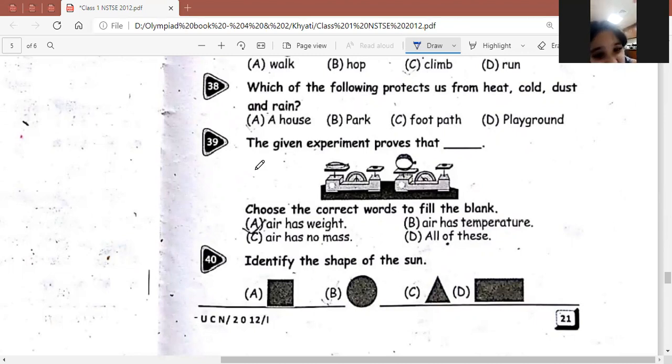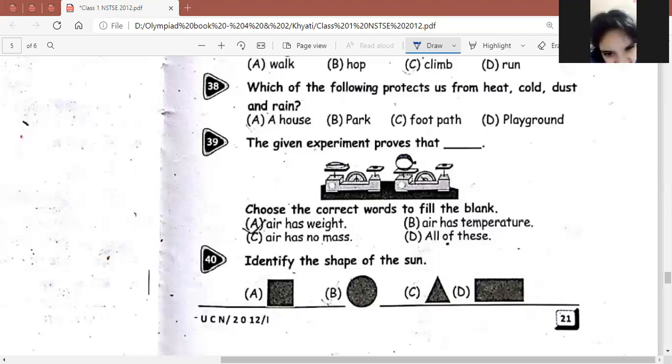The given experiment proves that. Choose the correct words. Ma'am, all of these. Air has weight. 39, sir. Air has weight. Ma'am, see, air has no mass. Wait. A option.